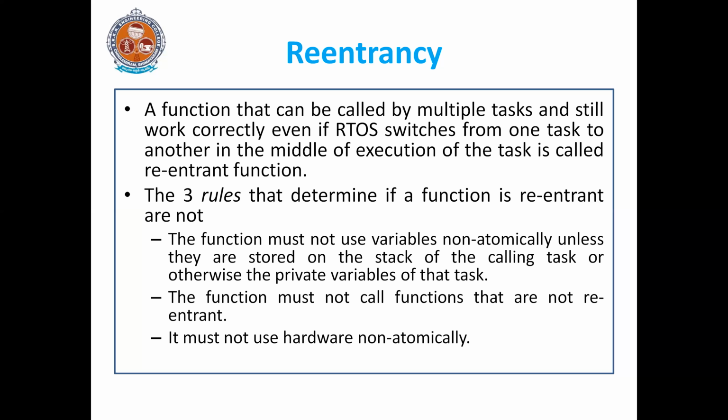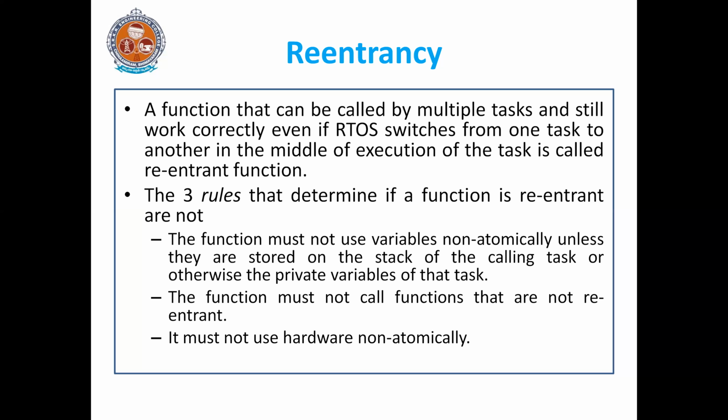Even if the RTOS switches from one task to another in the middle of execution of a task, that particular function is called a reentrant function. So that means, suppose the RTOS switches from one task to another task, even though it is switching, if it works correctly. Whatever previous functions we have seen, they are not working correctly if the RTOS is switching from one task to another. That's why we are getting the wrong output there. So even though the RTOS switches, if it works correctly and gives the correct outputs, then we call that particular function a reentrant function.